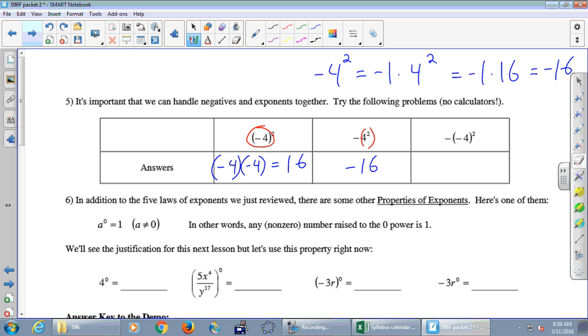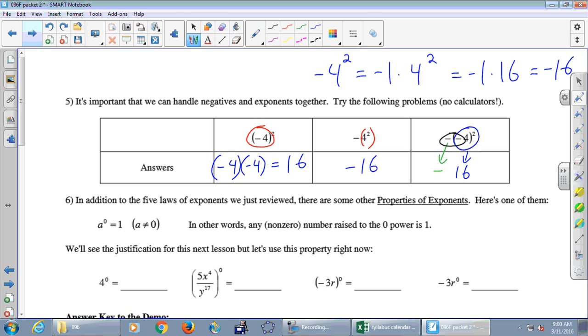Last one puts it all together, so let's do it in pieces here. This negative is clearly just hanging out until you deal with the first part, or the parentheses part. How much is this? That is definitely positive 16. That's the first thing in the table. So what's the final answer here? -16.